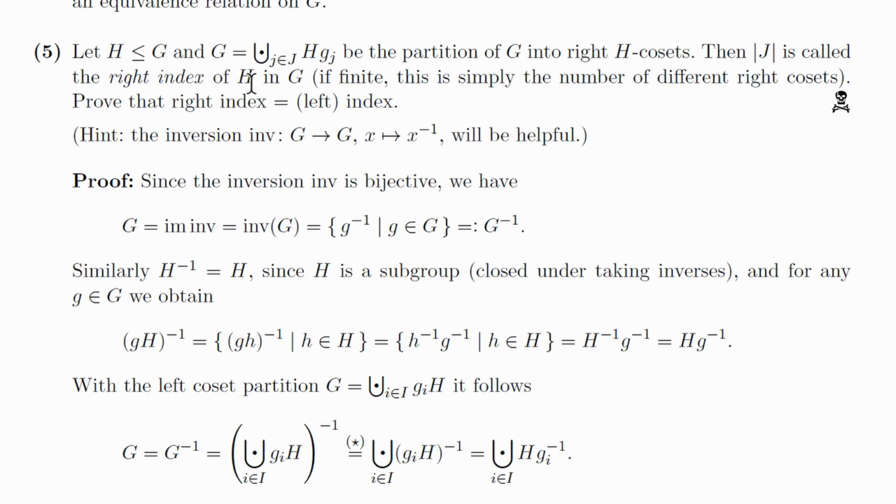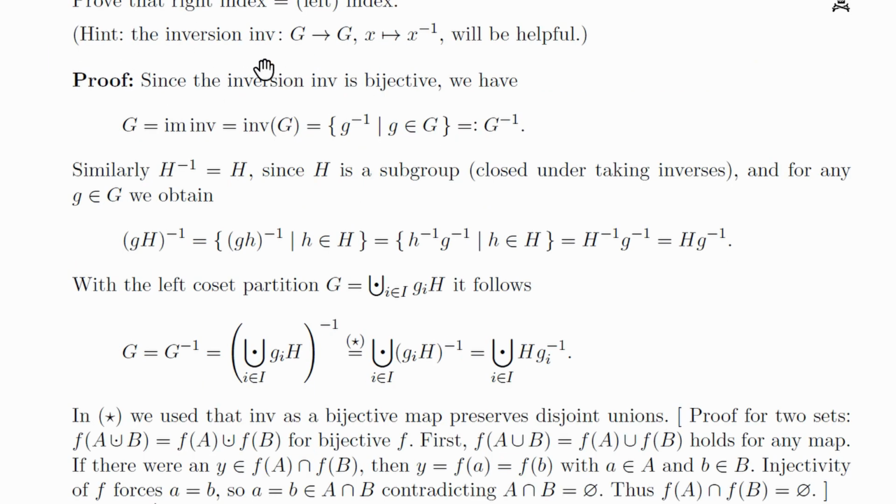And it's not completely obvious that this right index is the same as the left index we already introduced, where I partitioned the group into left cosets. We will be using what is given in the hint, namely that the inversion is a bijective map from G to G. So G is the image of the inversion.